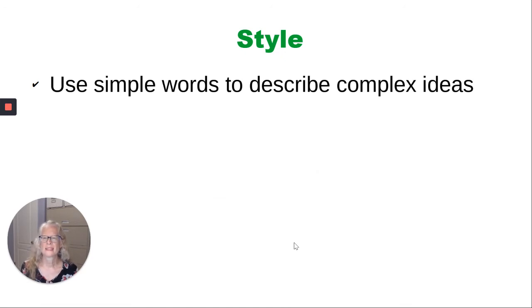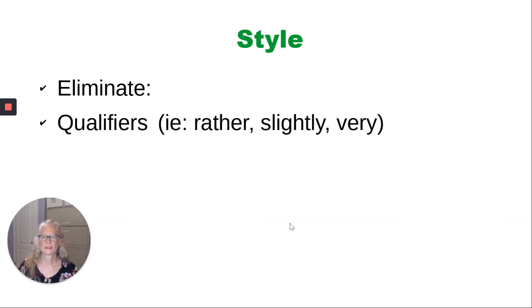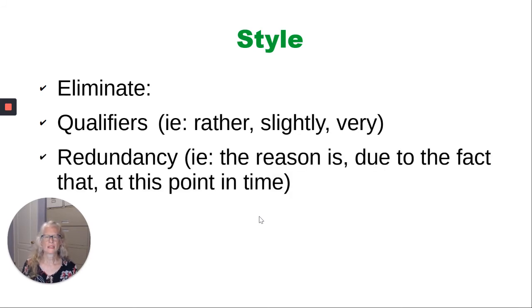The first one is use simple words to describe complex ideas. If you can say something in a more difficult way or an easier way, pick the easier way. Then you're going to eliminate all the qualifiers. These are the rather, slightly, very, things that don't mean anything, but that just qualify what you're saying. You can make it a lot stronger if you take the qualifier out. Redundancy. These are things like the reason is, due to the fact that, at this point in time, anything that says the same thing twice.